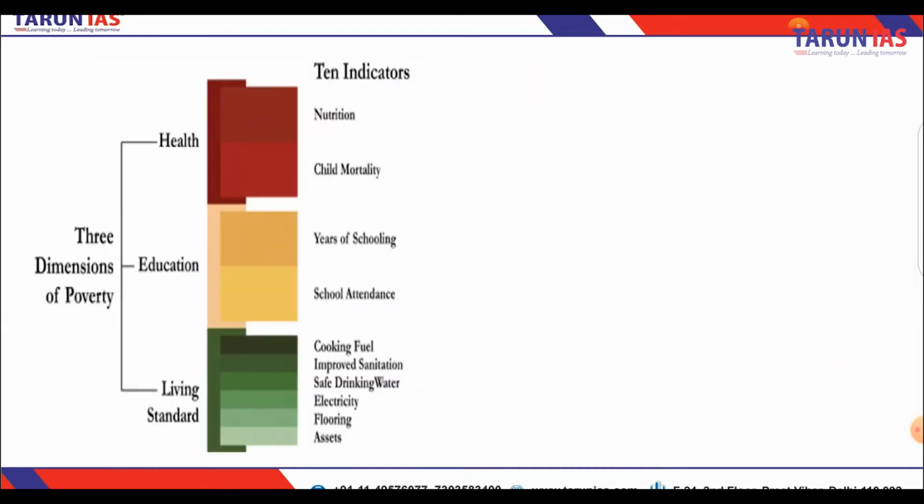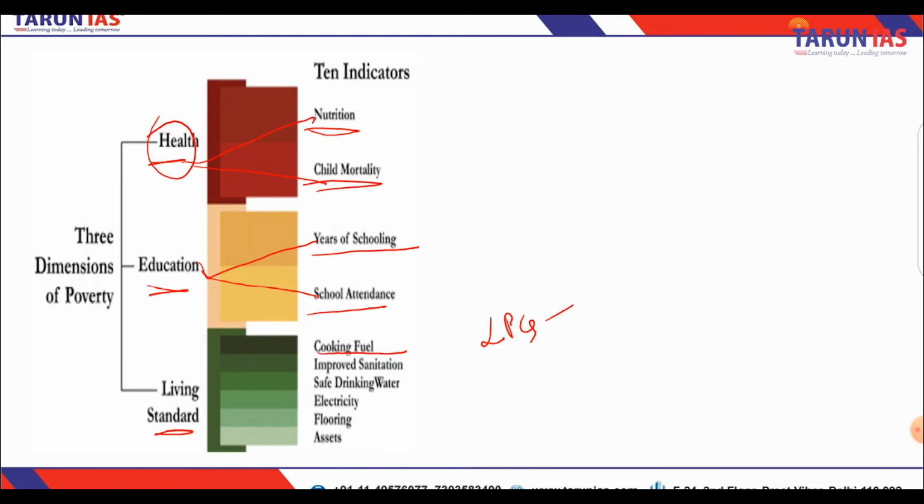Now let's talk about the 10 indicators. There are 3 dimensions: health, education, and living standard. Health is measured in terms of nutrition and child mortality. Education is measured in terms of years of schooling and school attendance. Living standard is measured in terms of access to cooking fuel, for example clean cooking fuel like LPG, so Pradhan Mantri Ujjwala Yojana. Improved sanitation, Swachh Bharat Abhiyan. Safe drinking water, Jal Jeevan Mission, Atal Bhujal Yojana, or Jal Shakti Abhiyan, etc. Electricity, Saubhagya scheme, Deen Dayal Upadhyaya Gram Jyoti Yojana, like that.